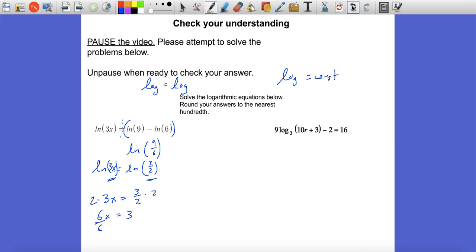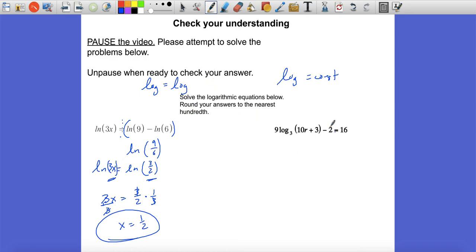Actually, let's back that up. We should not have multiplied by 2. We should have just divided by 3 at the beginning, because we're trying to solve for x here. So divide by 3. Remember, dividing by 3 is the same thing as multiplying by 1/3. So the 3's can cancel, and you're left with x equals 1/2. So x equals 1/2.